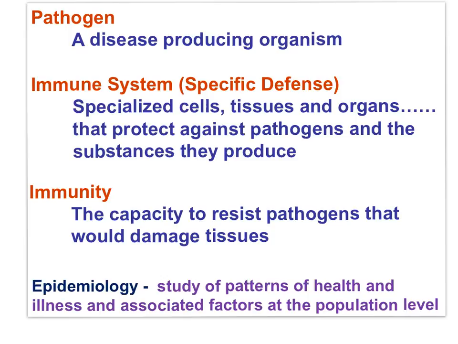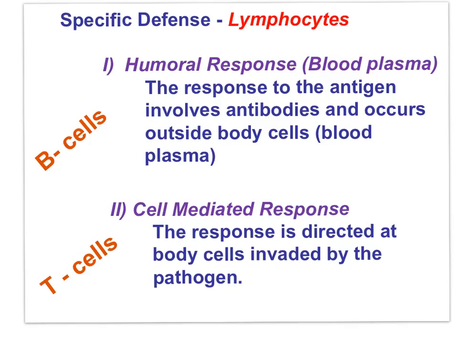Now, just to set the stage for how the specific defense systems work, let's distinguish B cells and T cells. Most of our infections begin in the bloodstream, and that's where the B cells work. It's called the humoral response. The response to the antigen involves antibodies and occurs outside body cells, in other words, in the blood.